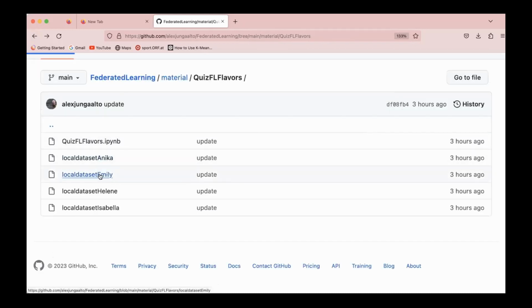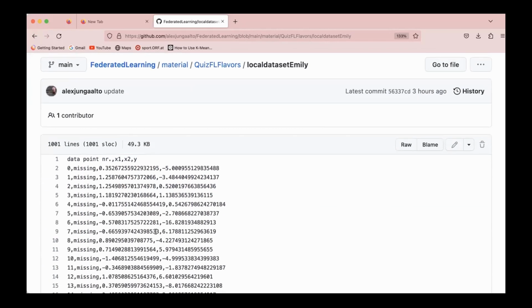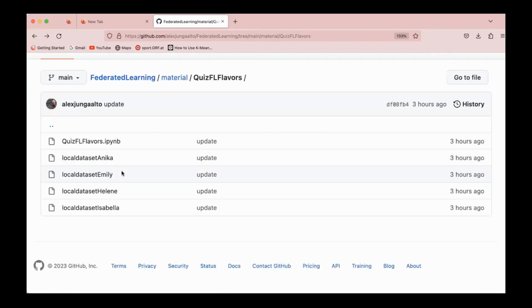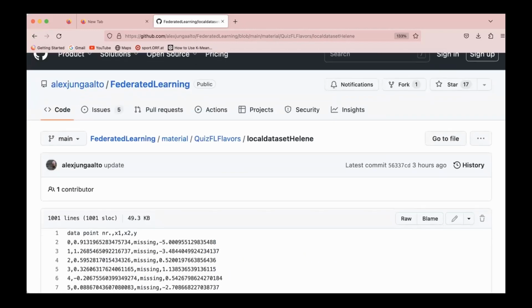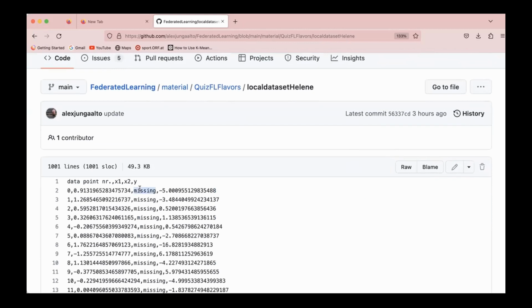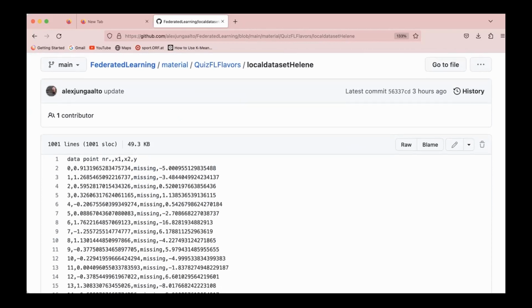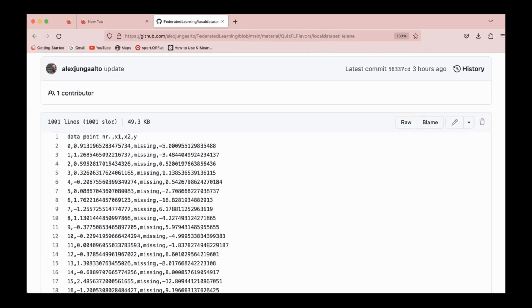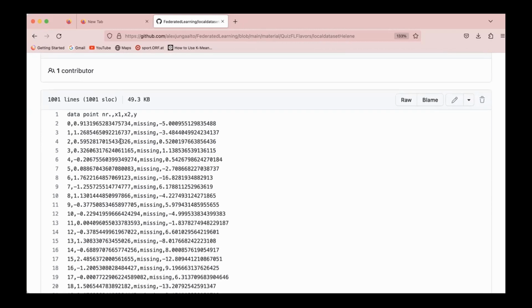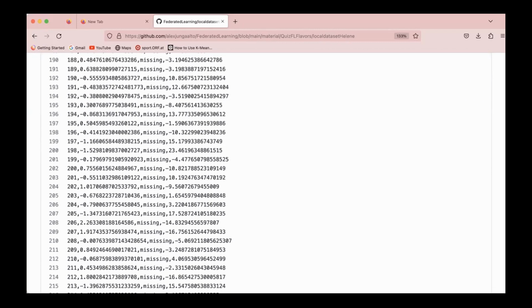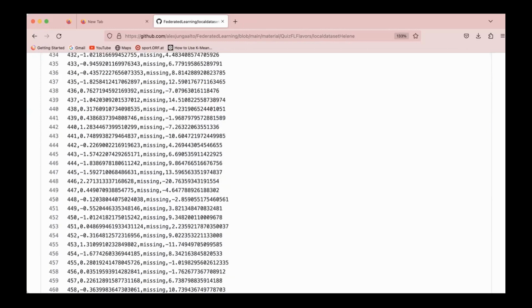And then let's look at Emily. Emily has a local data set also of the same type, and also she cannot access x1. Helene should then have, this is an example of a local data set where x2 is missing. What can we say about the local data set of Helene, for example? It seems there are 2 numeric features, and there are a lot of data points.